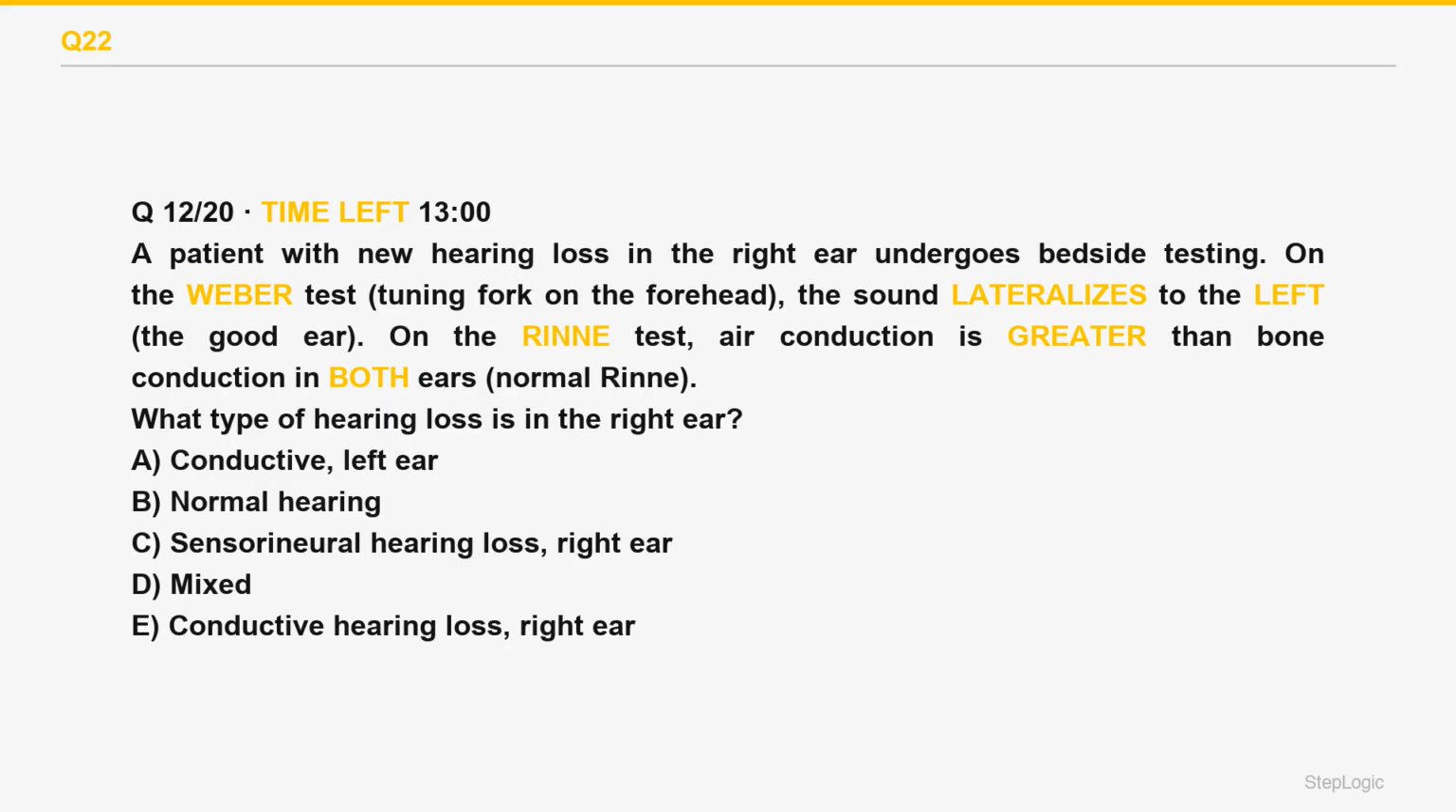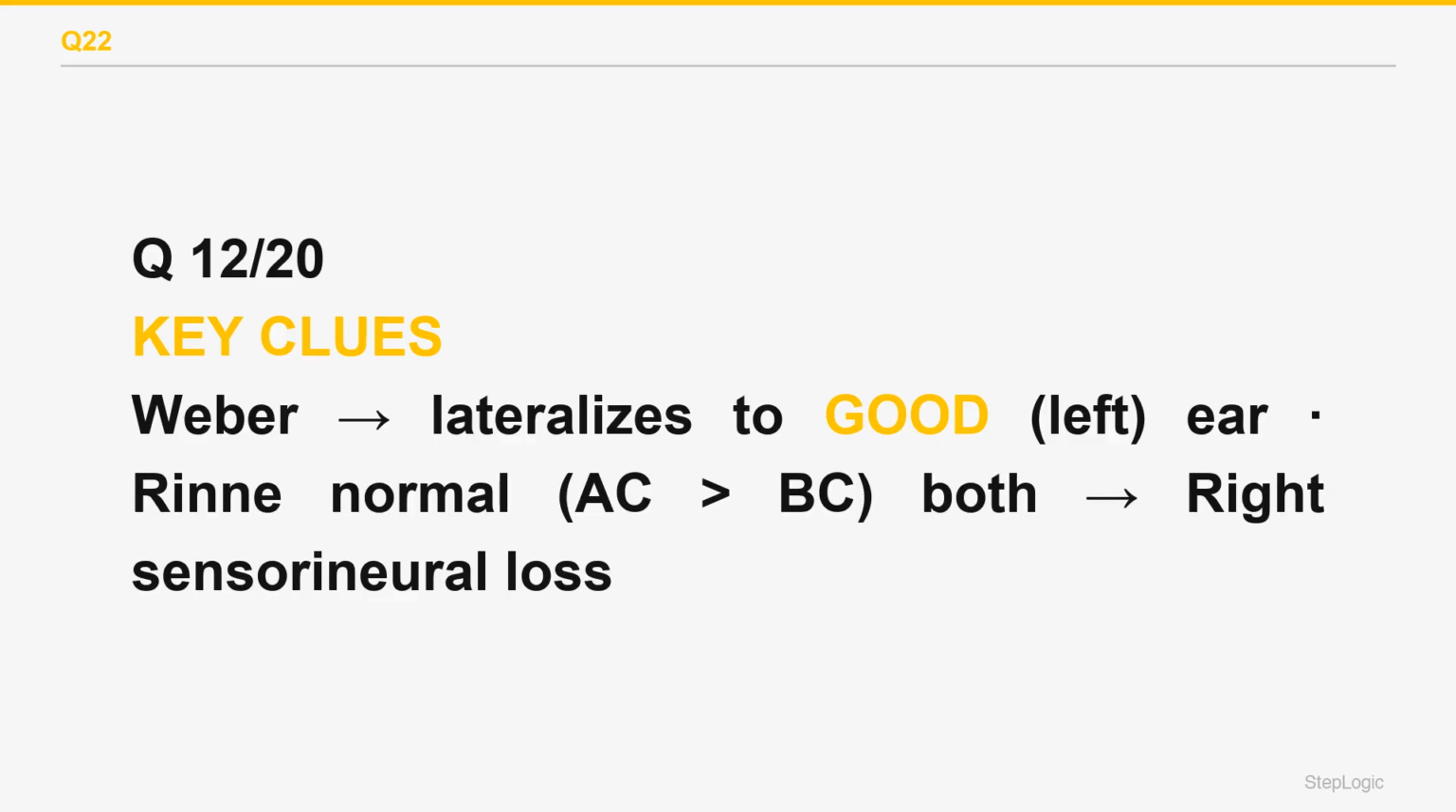Read the command. Which type of hearing loss? Weber lateralizes to the good left ear, Rinne normal bilaterally: sensorineural loss in the right ear. Interpret the two tuning fork tests together. In the Weber test, in sensorineural hearing loss, the sound lateralizes to the good, unaffected ear, because the affected inner ear or nerve perceives sound poorly. Here it lateralizes to the left, good ear, pointing to a problem in the right ear that is sensorineural hearing loss.